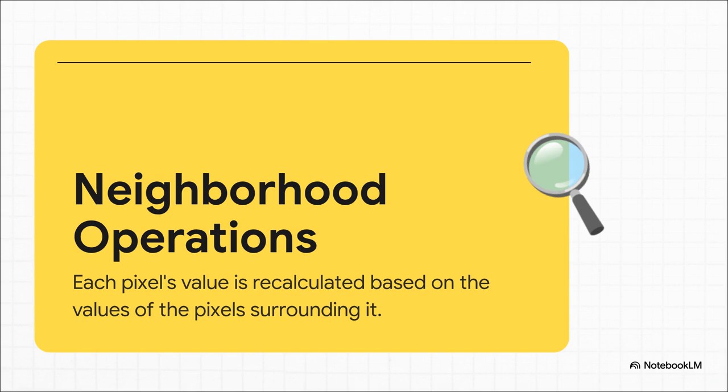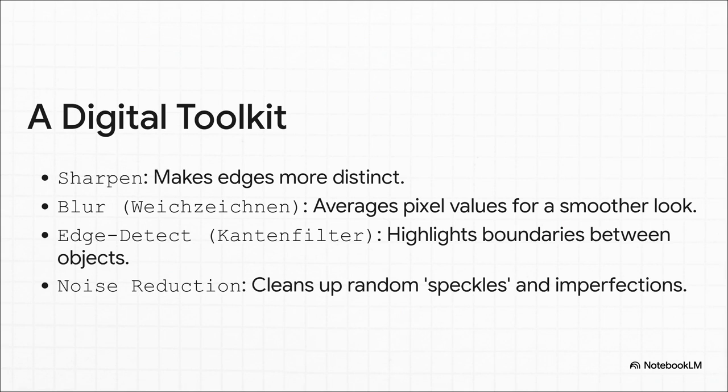The concept is actually kind of simple, but really powerful. To decide what a single pixel should really look like, the computer looks at all the pixels right next to it, its neighbors. It's almost like the pixel is asking its friends, "Hey guys, what color do you think I should be?" And there's a whole toolkit of these filters.